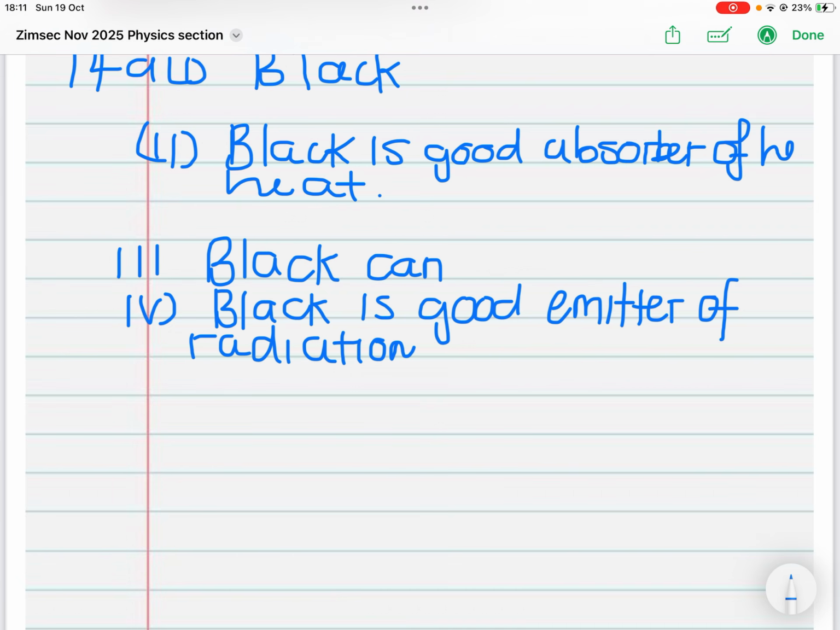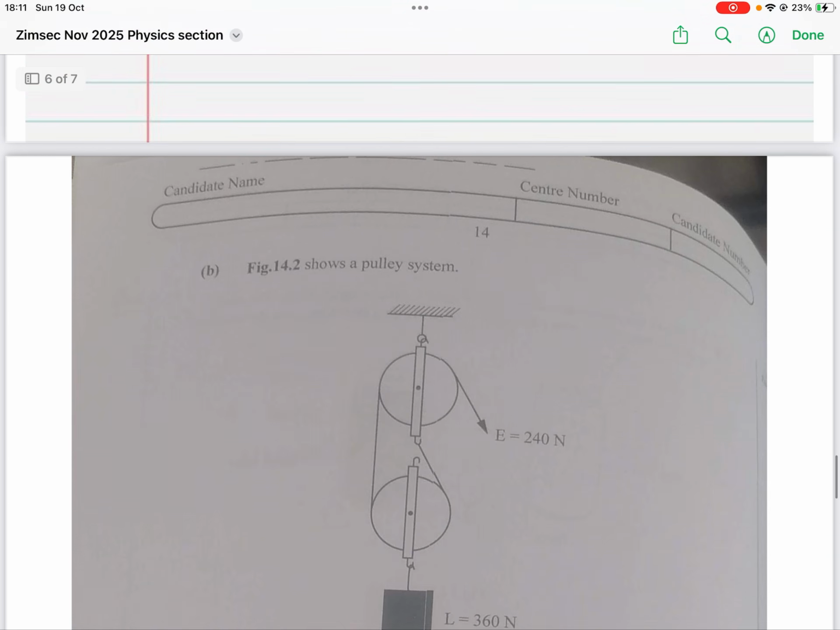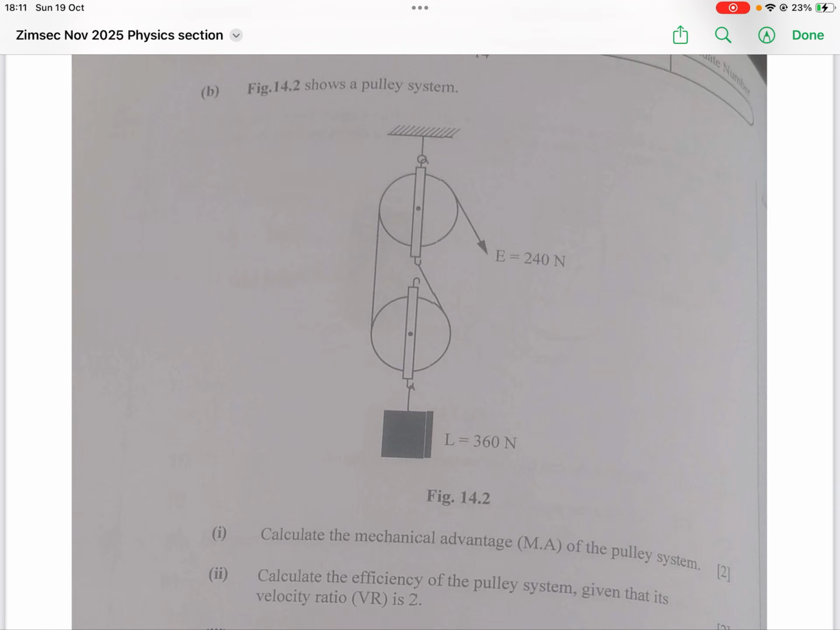which allows them to lose heat quickly through infrared radiation. So on both answers, the correct answer is the black cane, right? And then we need to proceed to B.